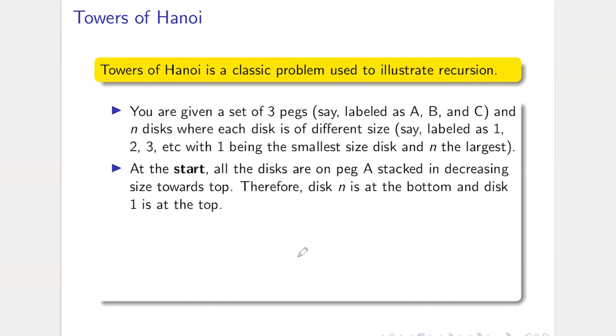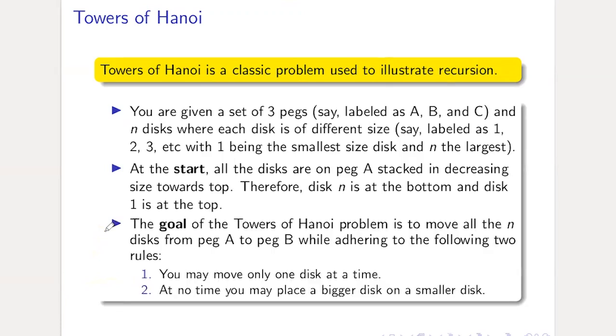So remember, you have 3 pegs A, B, C. You can think of them as A, B, and C in sequence. And at the start, you have all the disks on the first peg, peg A, stacked in decreasing order towards the top. So it is stacked like this. The bottommost disk would be n, and the topmost one would be number 1, label 1. Now this is the starting point.